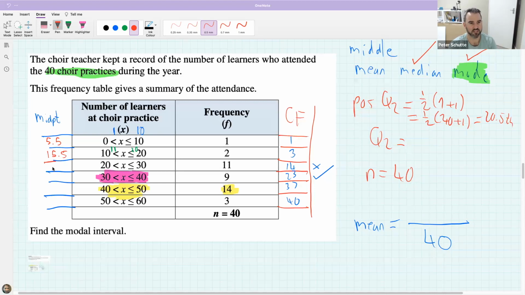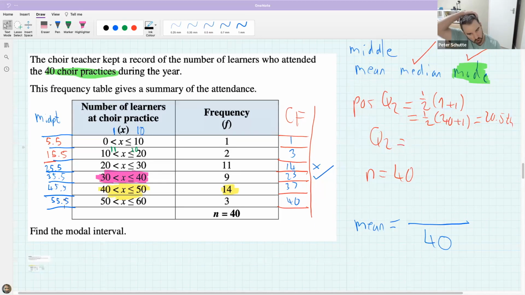What do you think is going to be the next midpoint that we're going to use as an estimate for an item in the next interval? I think it's going to be 25.5, and then it's going to be 35.5, and then it's going to be 45.5, and then it's going to be 55.5. And so after the break, because we're going to take a break now, we are going to estimate the mean for this grouped data set. And the values we're going to use as estimates for each interval are going to be the midpoints of those intervals.